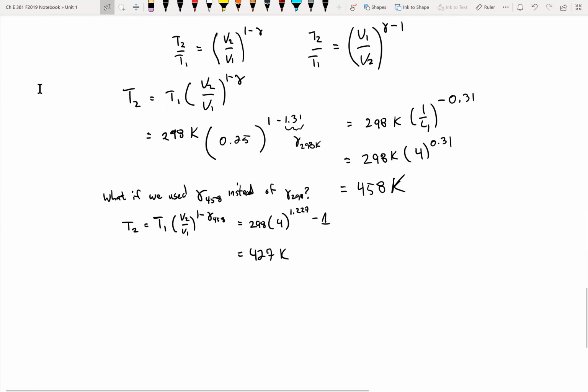All right, so my average gamma would be 1.31 plus 1.227 over 2. Just for convenience's sake, let's call it 1.23, and so that's going to give me 1.27 as my average gamma. So this is going to be a gamma for some intermediate temperature.